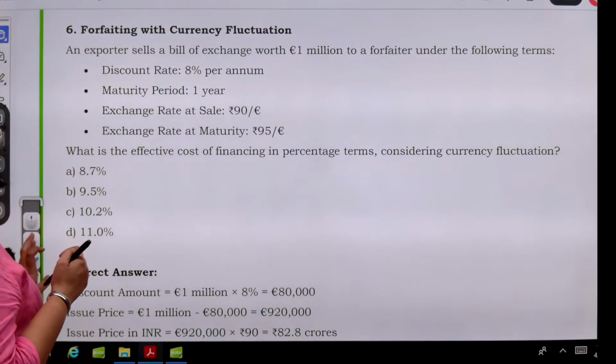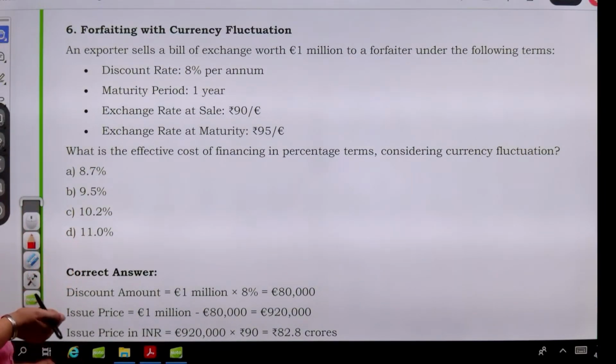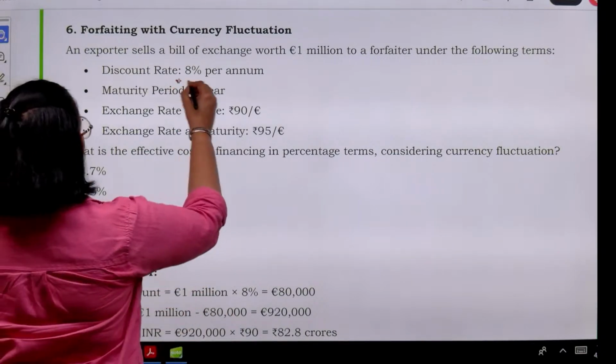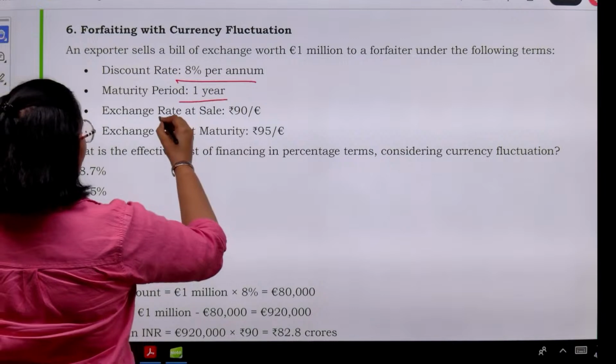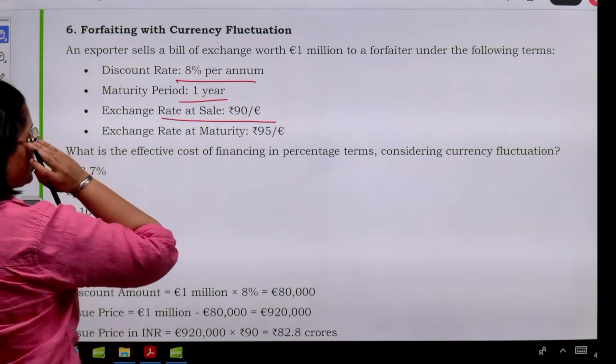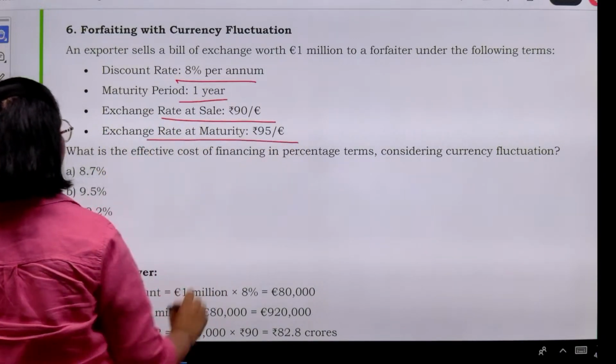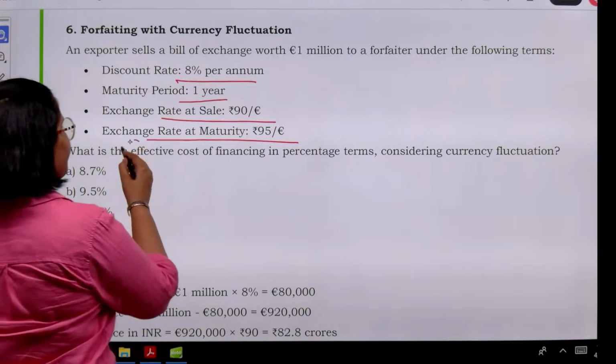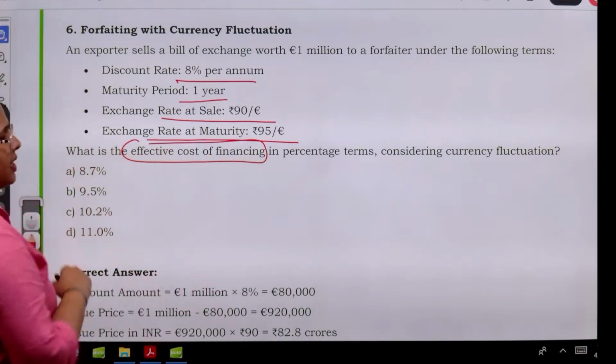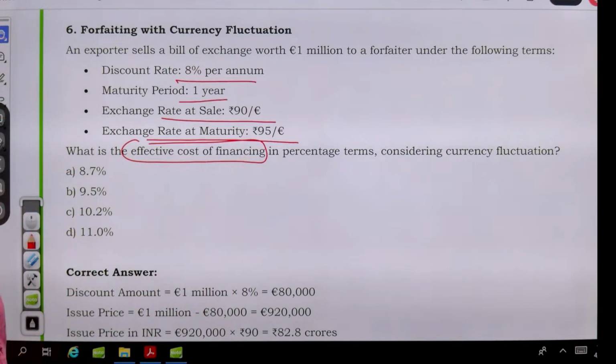Now next is forfeiting with currency fluctuation. So an exporter sells a bill of exchange worth 1 million euros to a forfeiter. Discounting rate 8% per annum. Okay, maturity 1 year. Exchange rate at sale is this. Exchange rate at maturity is this. So now what is the effective cost of financing? That is what you have to calculate considering the currency fluctuation.